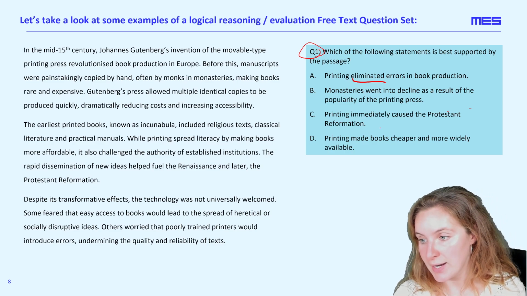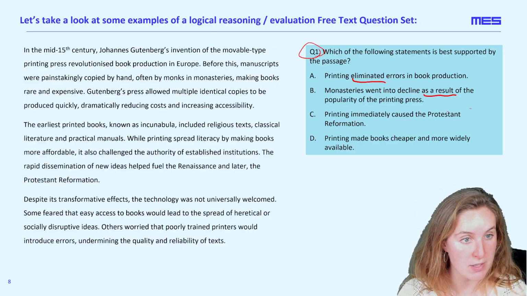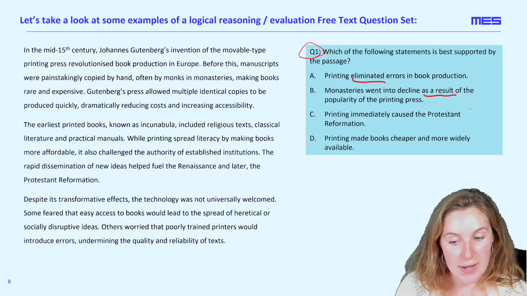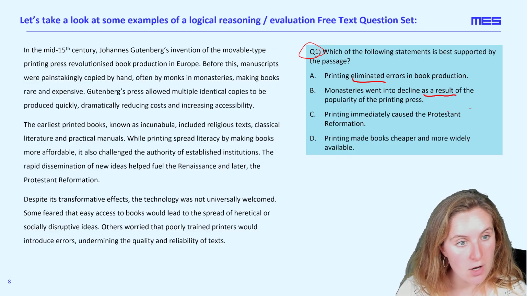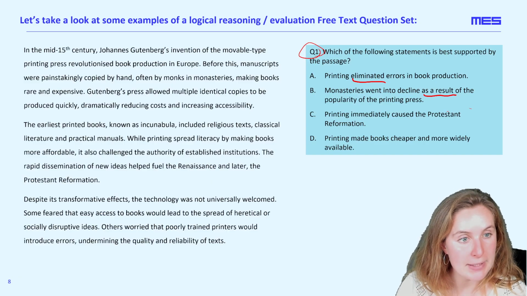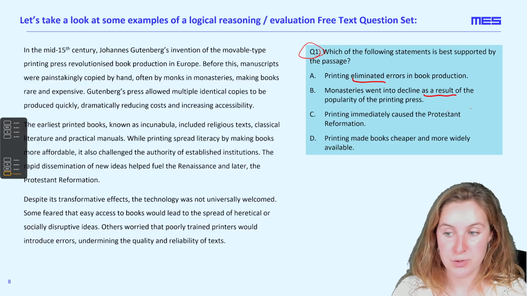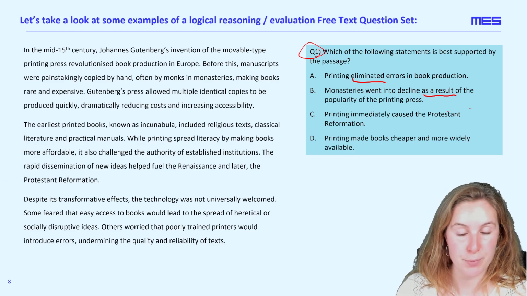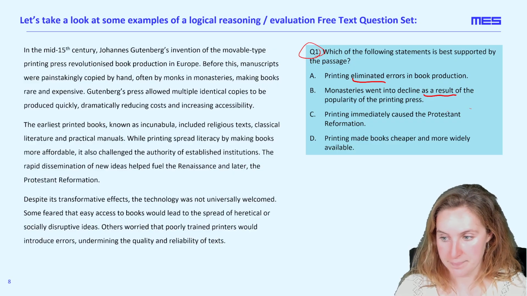Monasteries went into a decline as the result of the popularity of the printing press. Here, as a result, stands out to me because we want to think about, is this a causal phrase in that these two ideas are linked, cause and effect, or is this an indication that there might be a juxtaposition happening here, or a correlation is not causation here, in which monasteries went into decline and the popularity of the printing press occurred, but possibly not one as a result of another.